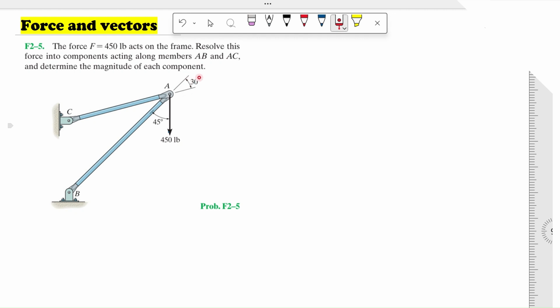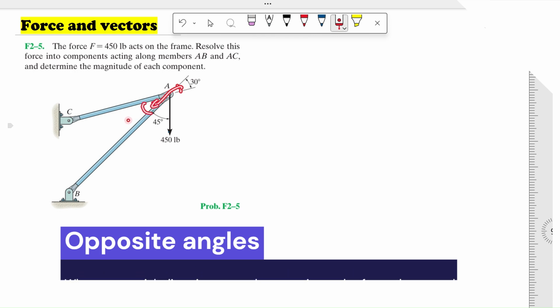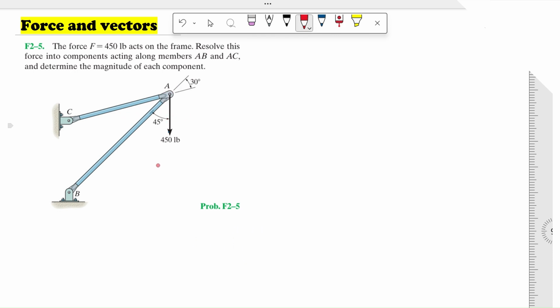And here we have this hidden information. If we extend this and this line, here we have this angle which is given as 30°. So from this we know that this angle will also be equal to 30. It means that the angle between AC and AB member will be 30°. Why? Because we know from basic geometry that opposite angles are equal. So here we have this common vertex, and one angle is this, and the opposite of this angle is that. So both are the same. Without further delay, let's dive into the solution of this frame.